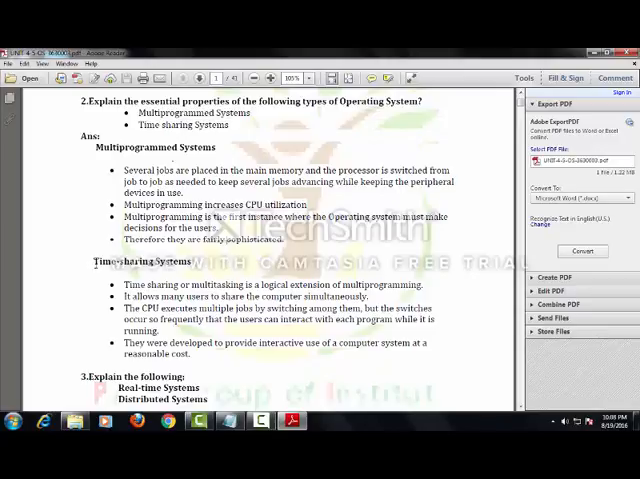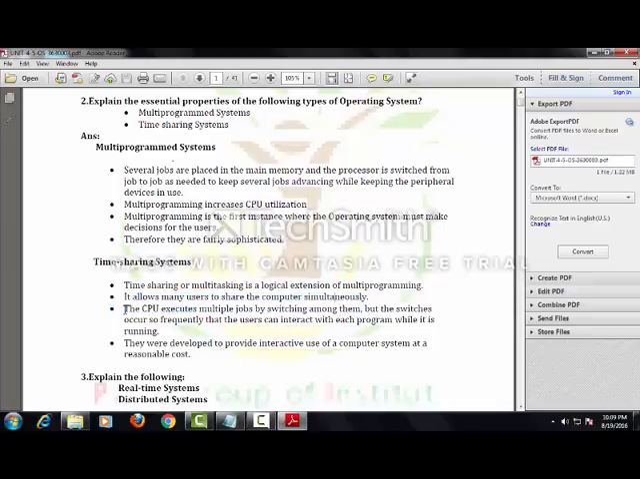Second one is the time sharing system. First point, time sharing or multitasking is a logical extension of multiprogramming. As I told you, time sharing and multitasking go hand in hand. So anytime you perform multiprogramming, you are indirectly performing time sharing and multitasking. Second point, it allows many users to share the computer simultaneously, right? We are sharing the computer resources simultaneously. So multi-programming and time sharing both allow users to share the computer resources simultaneously.